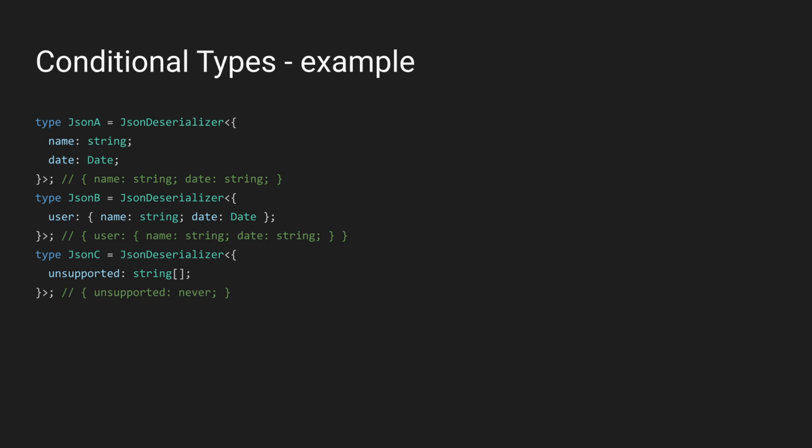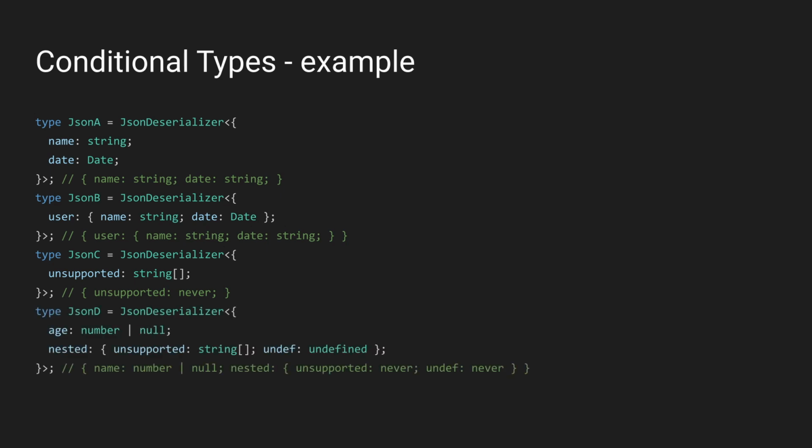If we pass unsupported types, we will get never in our final type. This will prevent TypeScript from allowing creation of such objects, as they should not exist. This check is also working if the unsupported value is deeper inside the structure.